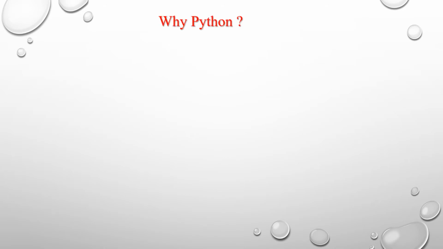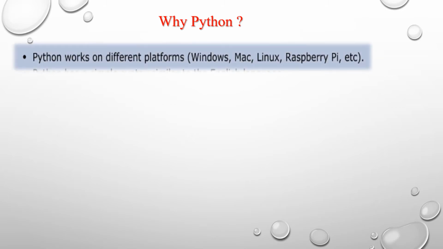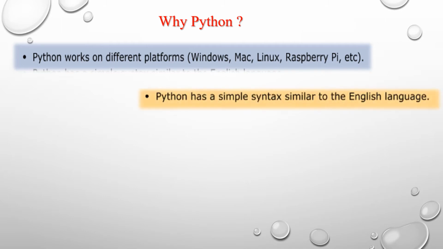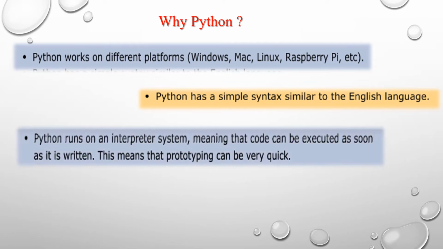Now we will see why we have to learn Python. Python works on different platforms like Windows, Mac, Linux, Raspberry Pi, and so on. Python has a simple syntax similar to the English language. Python runs on an interpreter system, meaning that code can be executed as soon as it is written. This means that prototyping can be very quick.